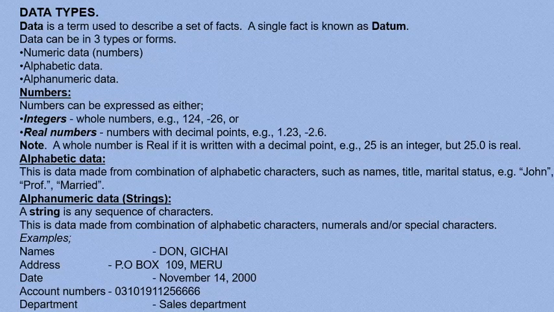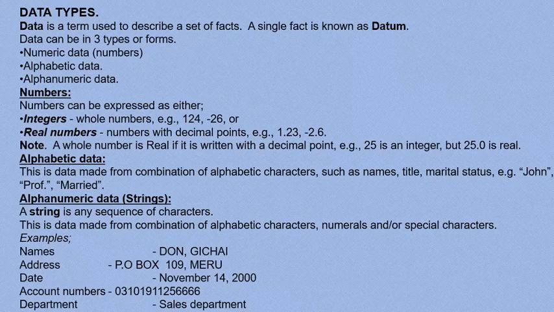For instance, you can look at the car number plate. It is a mixture of numbers and alphabets. Numbers can be expressed as either integers, that is whole numbers, or real numbers, that is with decimal points. Then we can also look at alphabetic data, made from a combination of alphabetic characters such as names, titles, marital status.